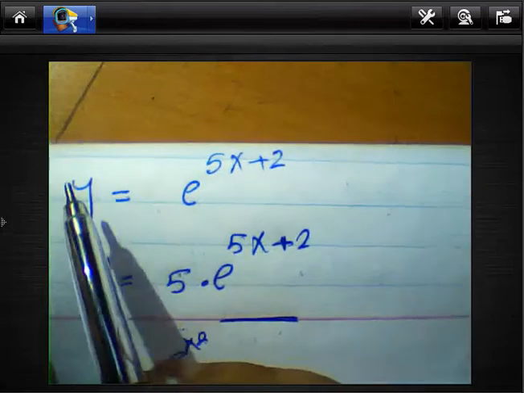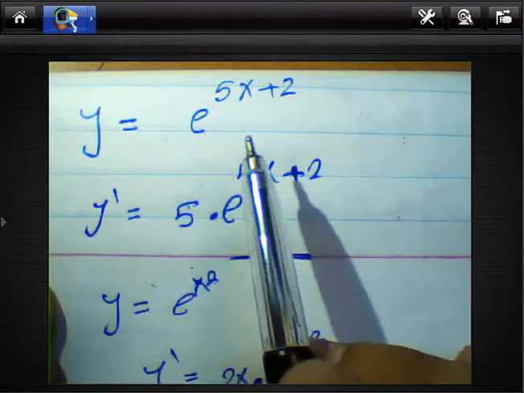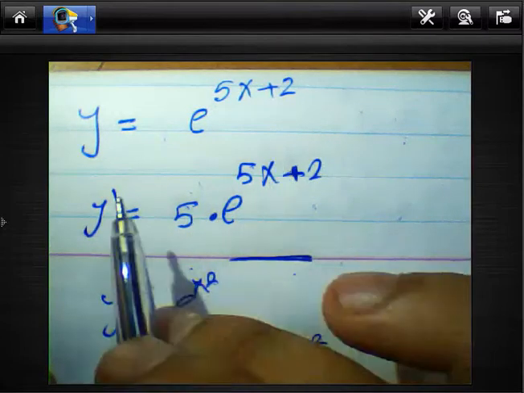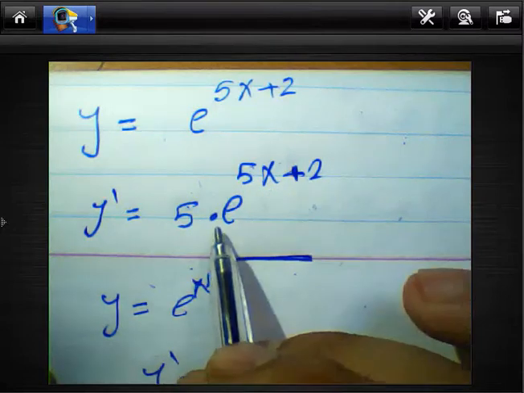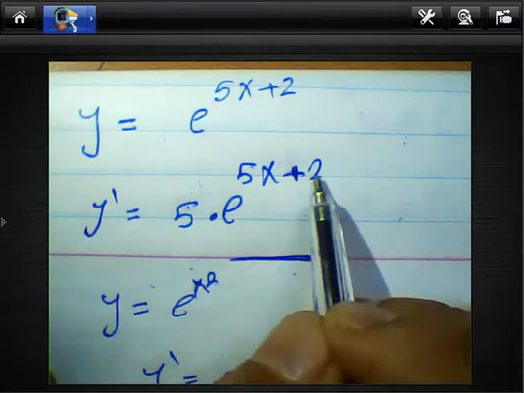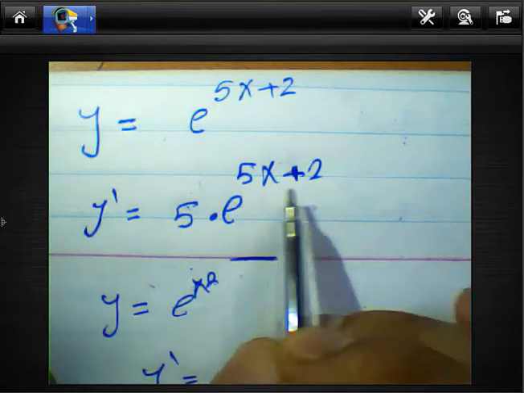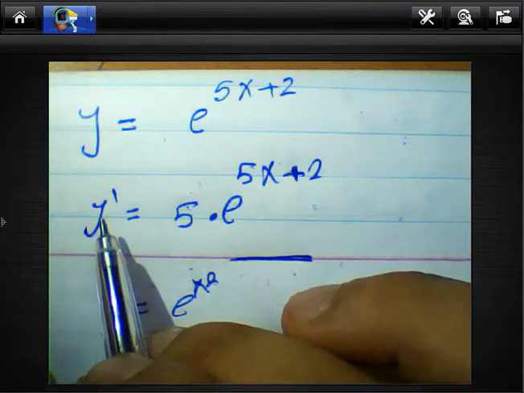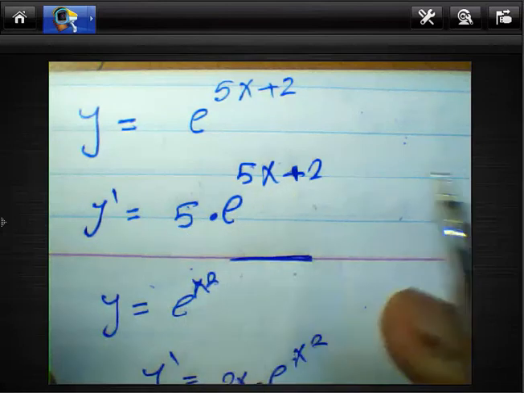Look at this example, y equals e^(5x+2). We want to find the derivative of this function. The derivative will be e^(5x+2) multiplied by the derivative of this expression, which will be 5. 5x plus 2, the derivative of this expression will be 5. So the result will be y' equals 5 multiplied by e^(5x+2).